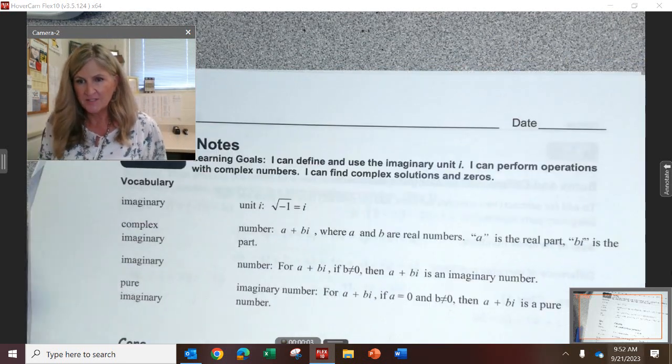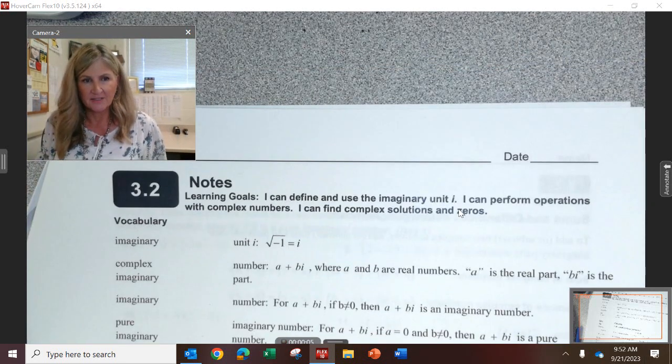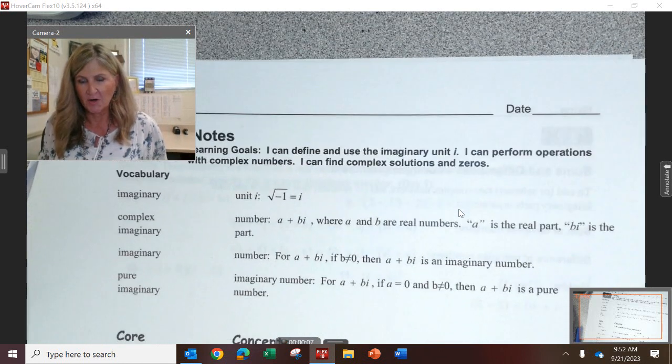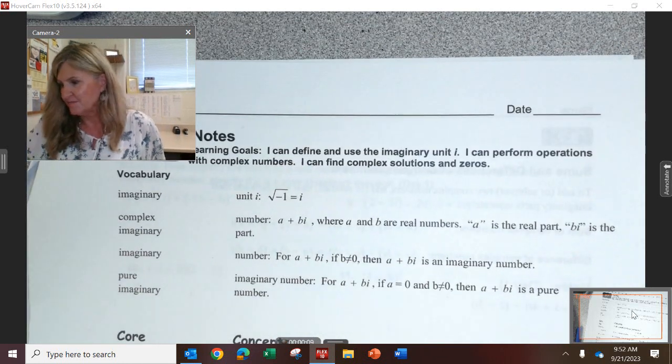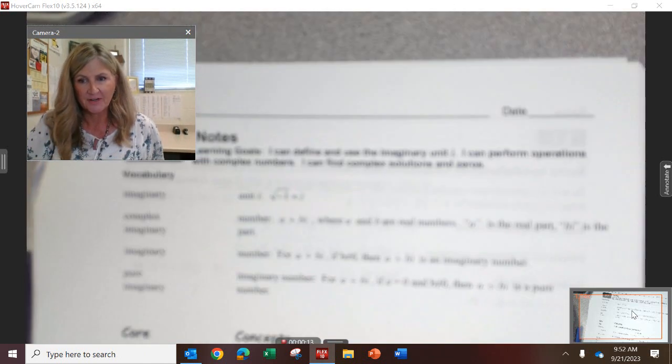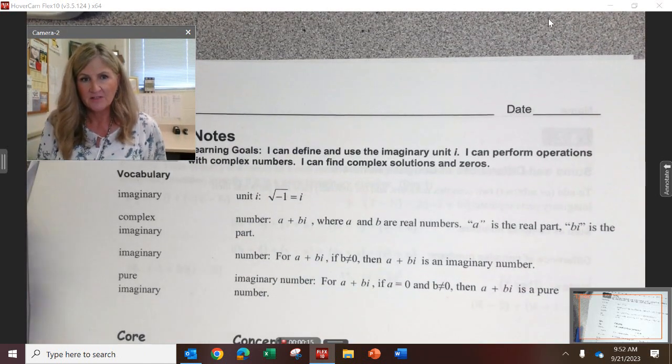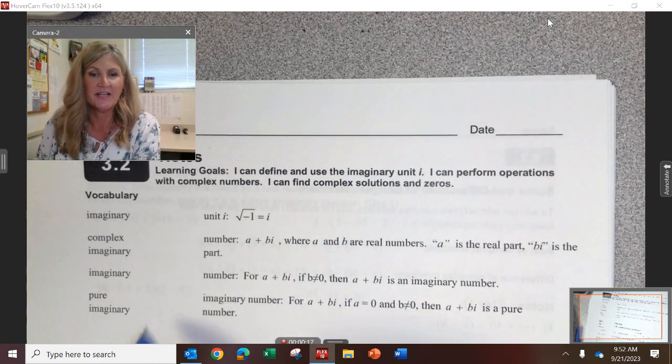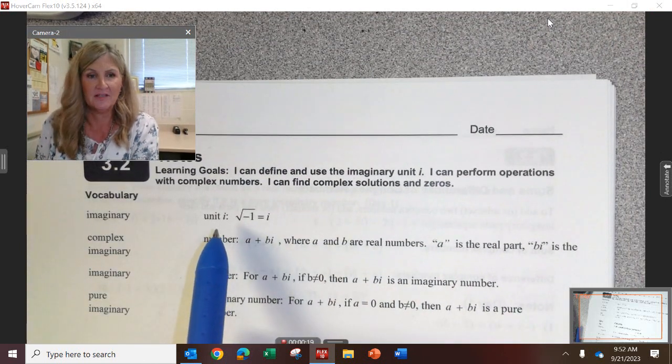Okay guys, so today we are looking at section 3.2. This is part 1 of the section. And we are going to be talking about what's called imaginary numbers today. So to start, we need to understand what an imaginary unit is.